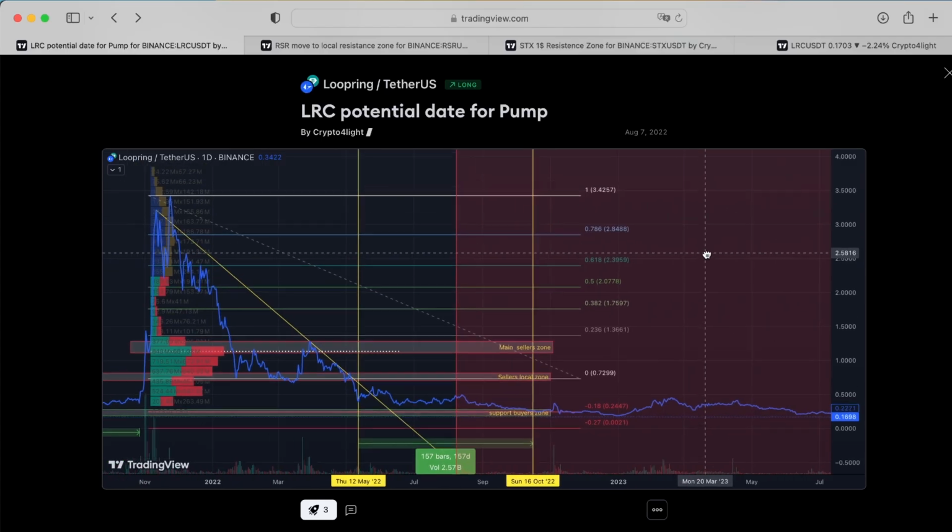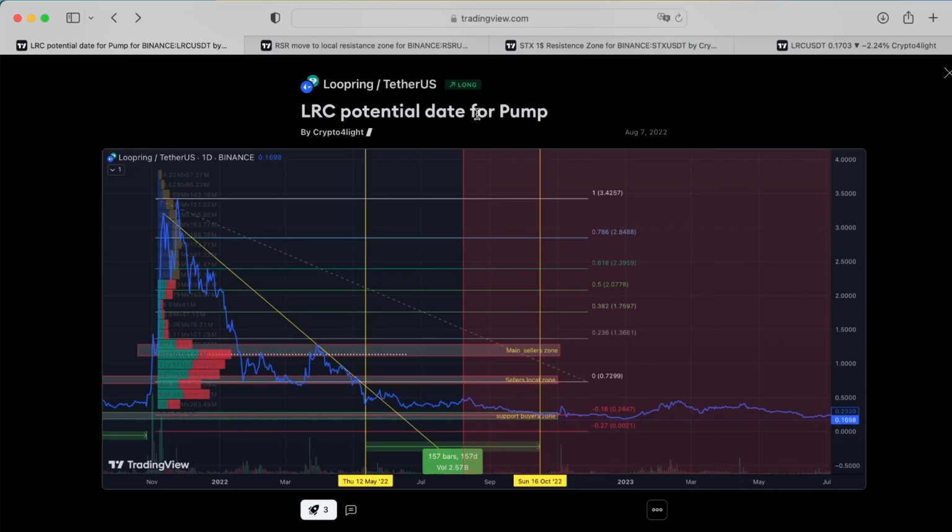So let's take a look at the idea for LRC, potential date for pump. What I can't know, guys, and nobody can know, is the timing. So that's the main problem. We can't know when, but we can try to predict where. That's a big difference. And don't try to catch the knives or try to predict the day or the time, right? So this was my mistake, the potential date for pump.